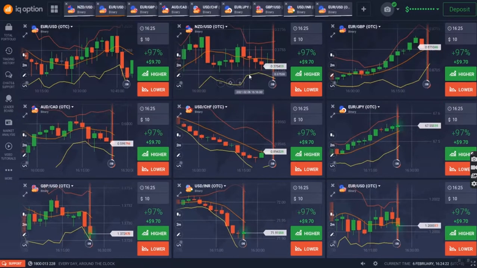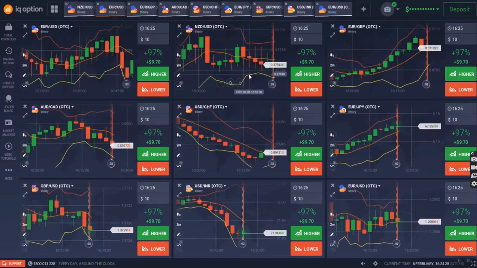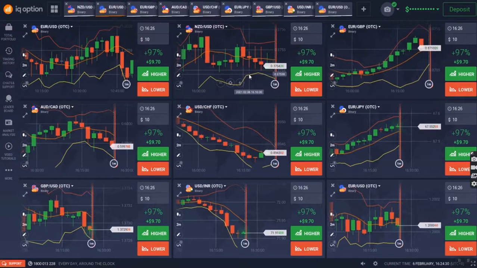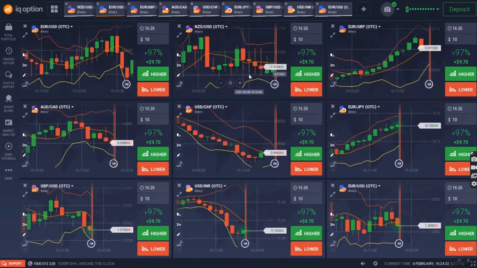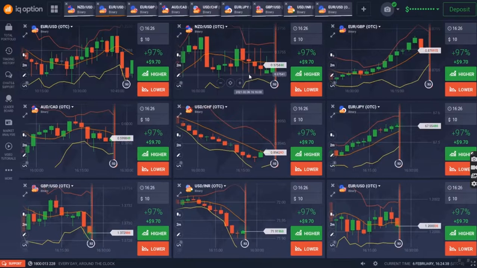Okay, for the new students, welcome. For this method, it's very easy to follow. I will explain to you along the way on how to scale up and how to apply this method, and it can be worked on weekend market as well as weekday market. Best timing to trade, there is none.